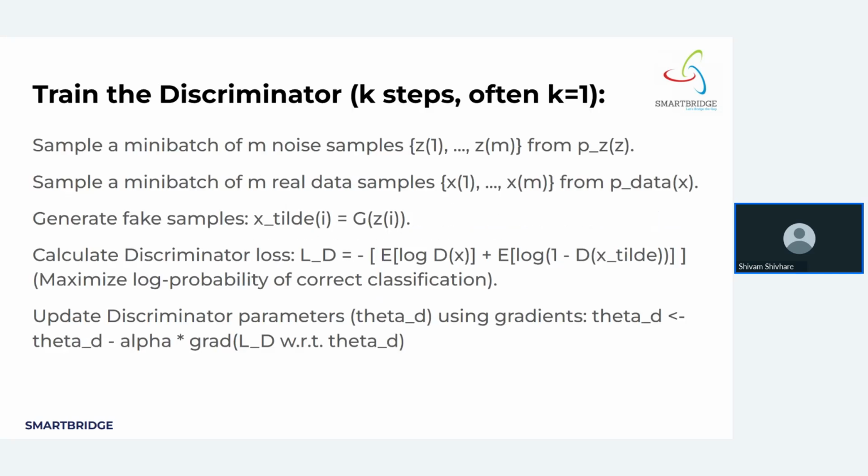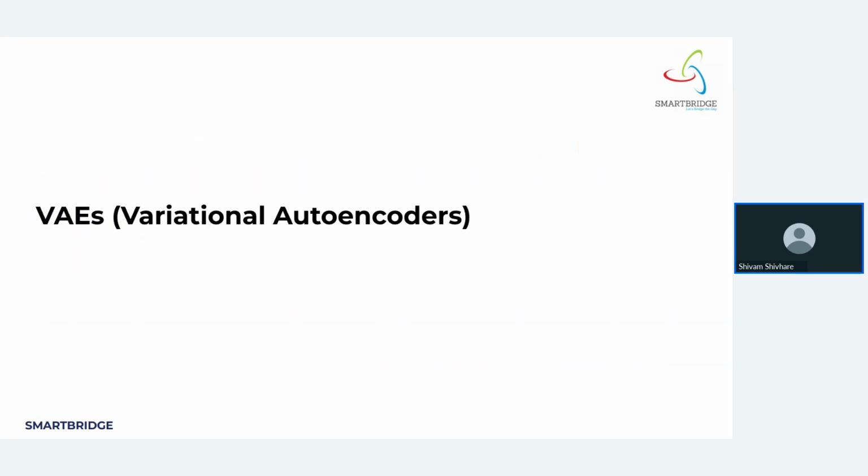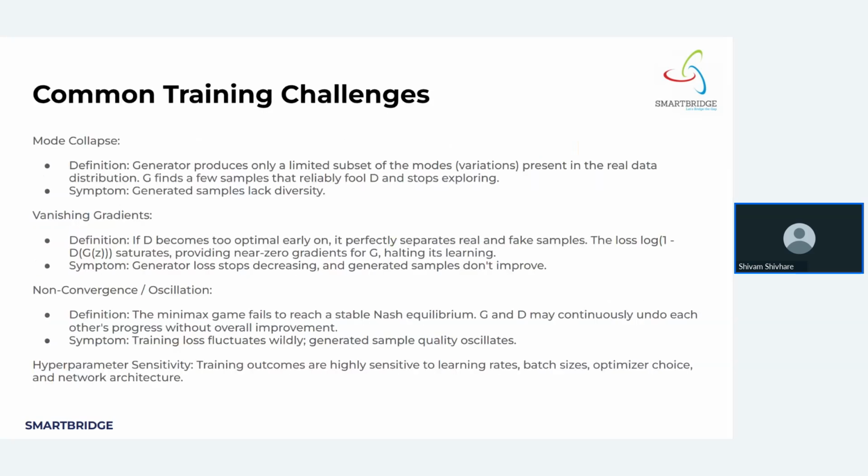So these are the training algorithms, how it generally trains. Now, some of the challenges while training GANs: mode collapse, vanishing gradient, and oscillation.